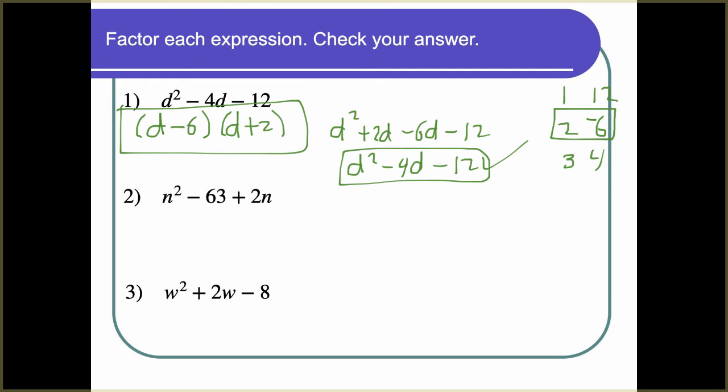I want you guys to try number 2 and number 3. So pause your video, try them, and see if you get the same answer that I get.